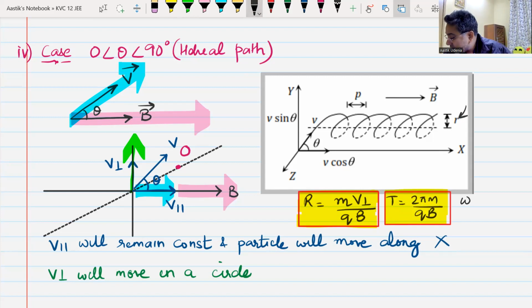Omega for this will remain qB by m. Do we understand this, my dear friends? Nothing has changed on this front.